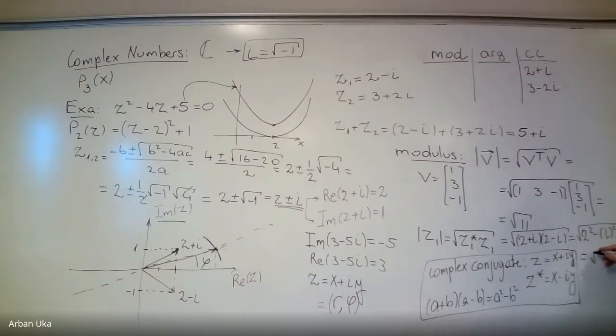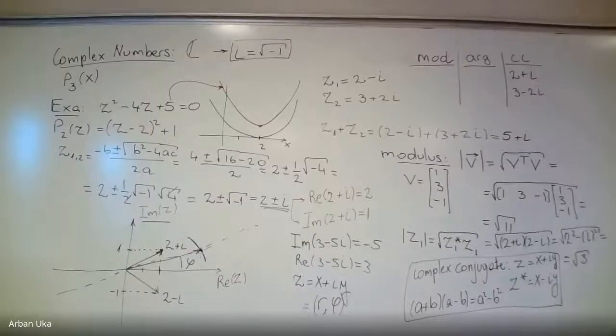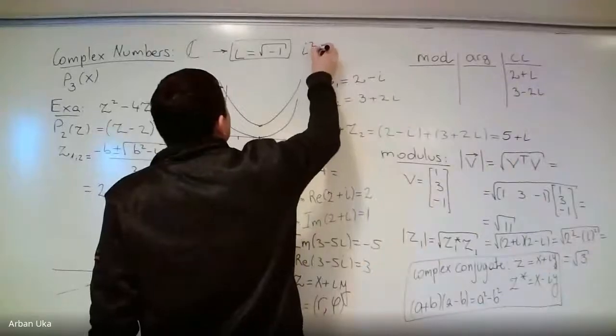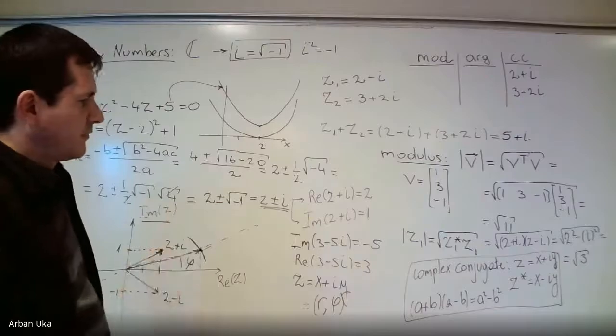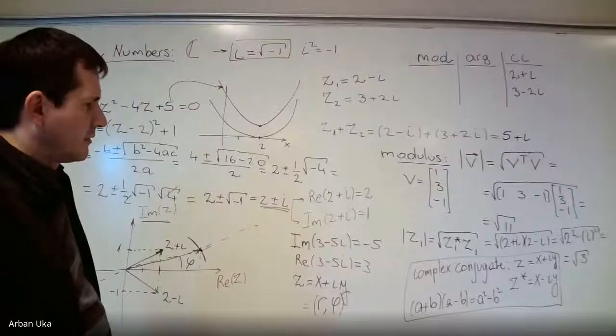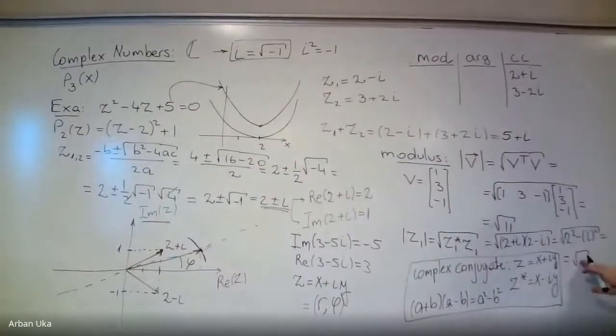So this will be equal to the square root of 5. I squared is minus 1, so 4 minus 1 will be 5. Yeah, well, we have a minus there for the formula. It's plus 1. Okay, so it's square root of 5. Yes, that's true. This is correct. This was wrong. So this is square root of 5.